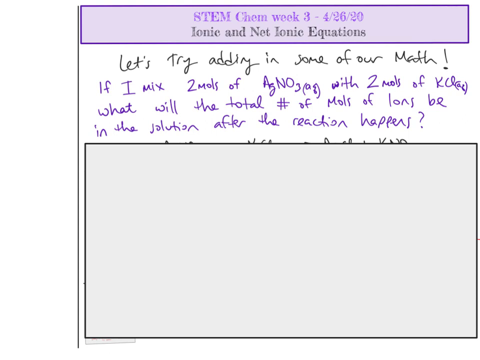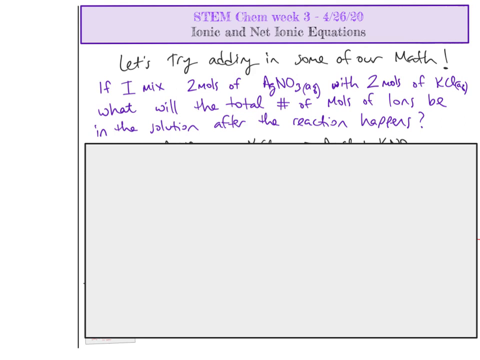If I mix 2 moles of my silver nitrate with 2 moles of my calcium chloride, what will the total number of moles of ions be in that solution after the reaction happens? Okay, so take a minute, pause it, try to work this out. You have 2 moles of one, 2 moles of the other. We recognize they're both going to be dissolved, but then 1 ion from each of those is going to partner up with that other one, right? And you're going to have some of those ions come out of solution, but some of them are going to stay there. So you're going to need to do a little bit of dimensional analysis at least, to figure out ions from those compounds, and then just a little addition.